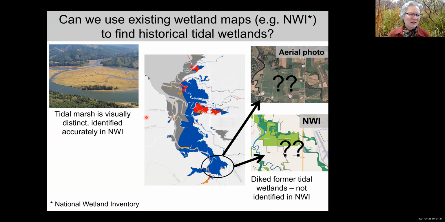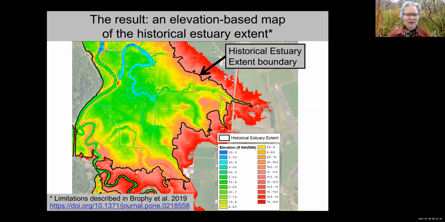For this, we use elevation data. So shown on the right is a LiDAR digital elevation model, which illustrates the topography and is really, really enlightening for understanding historical conditions. And in order to find those historical tidal wetlands, we use water level datums and spatial models from NOAA, including, for instance, this extreme water level data available at tides and currents. We then combine the LiDAR DEMs with the NOAA data to find areas below the annual high tide level. And this gives us our historical estuary extent.